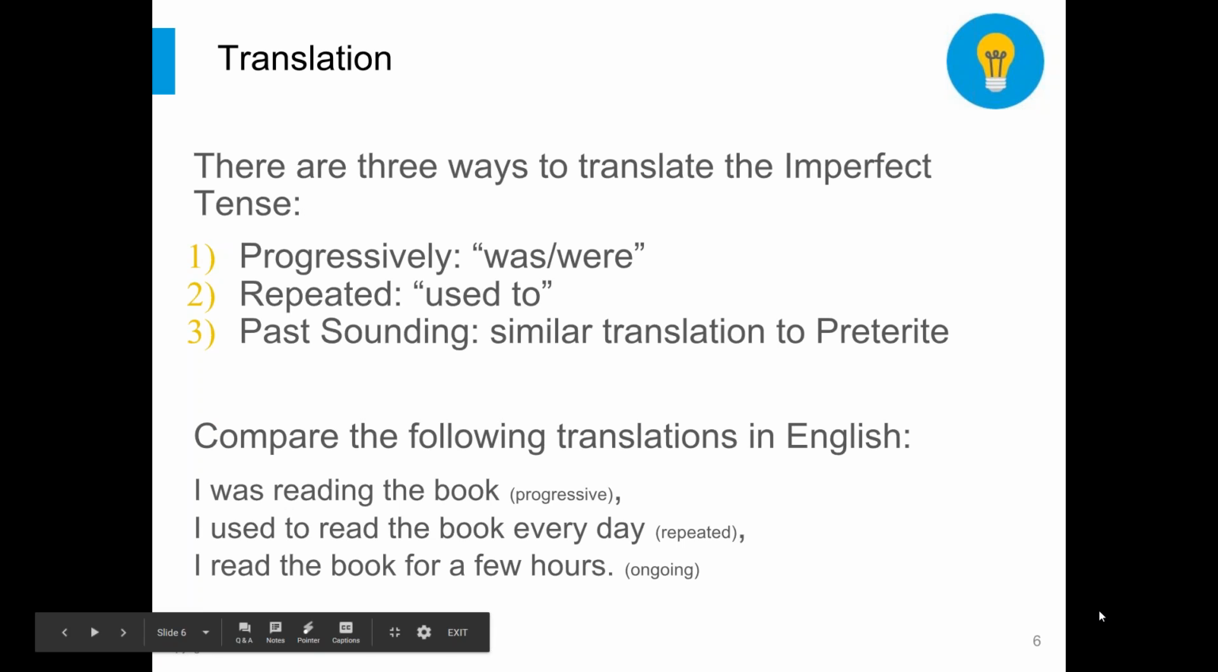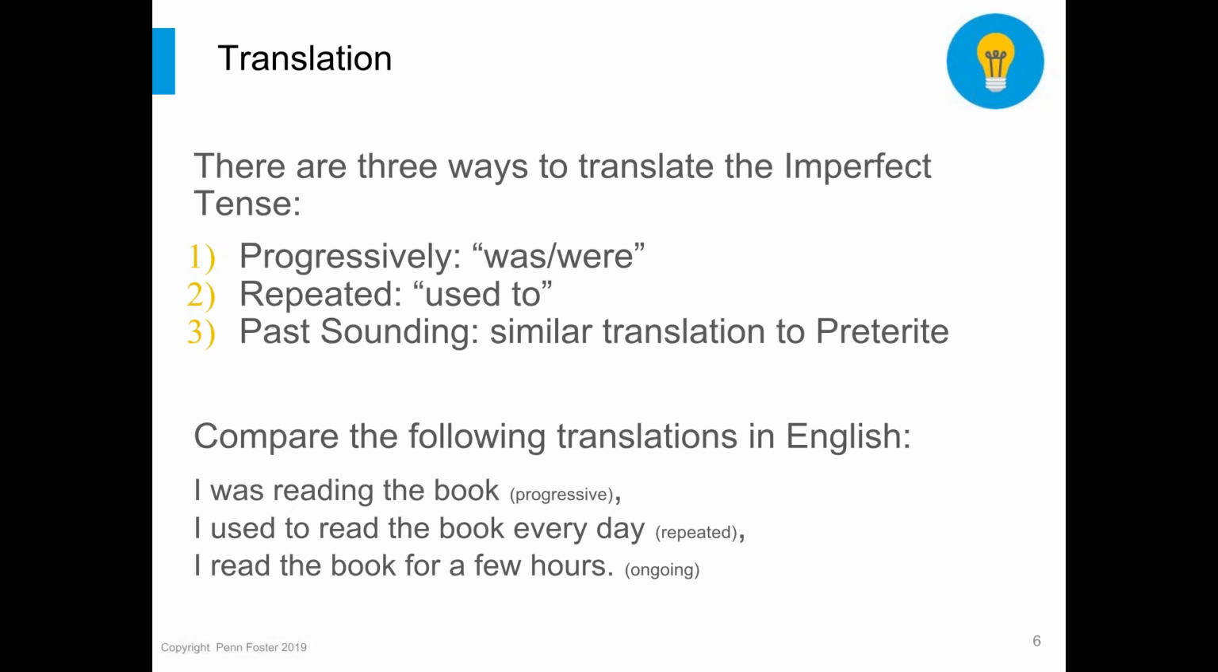As far as the translation of the imperfect tense, you have a few different ways. The first is progressively speaking, meaning a word like was or were has to be present before a verb that ends in ing, a gerund, a participle. So, I was studying. They were reading. As one possible translation. You can see some examples down below.